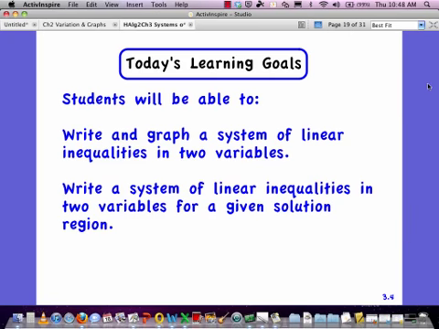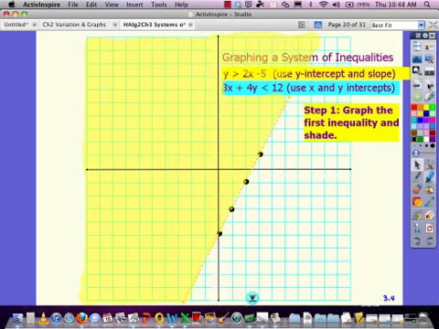I believe we've done some of this in Algebra 1, so let's move to that. Let's start with the system. Y is greater than 2x minus 5, and 3x plus 4y is less than 12.